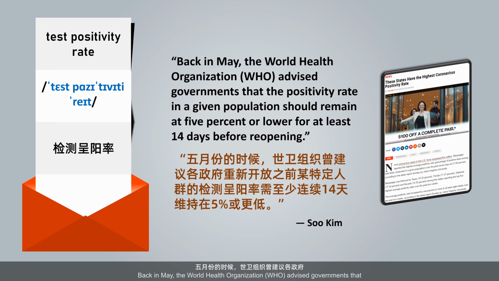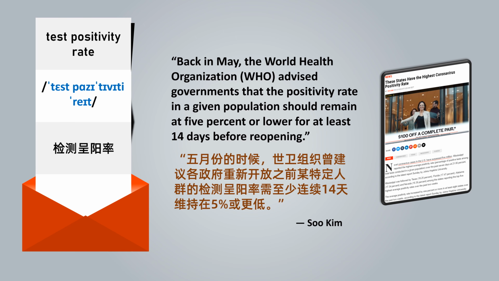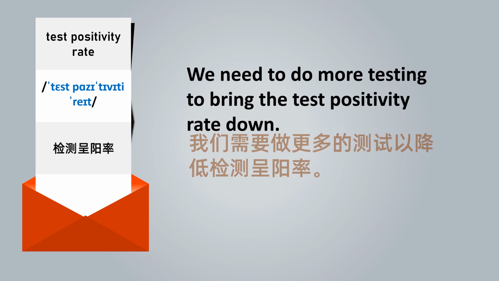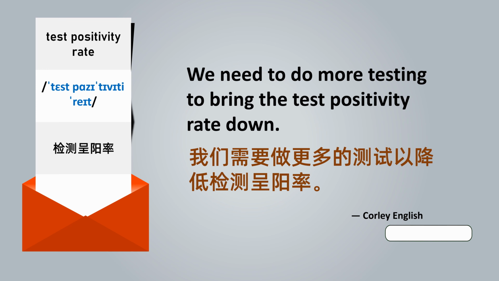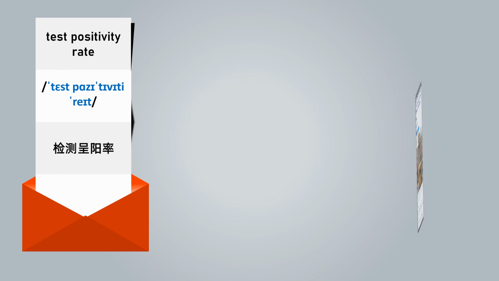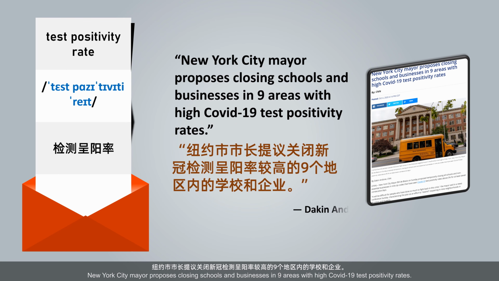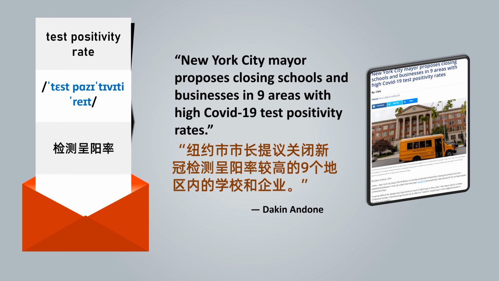Back in May, the World Health Organization advised governments that the positivity rate in a given population should remain at 5% or lower for at least 14 days before reopening. We need to do more testing to bring the test positivity rate down. New York City Mayor proposes closing schools and businesses in 9 areas with high COVID-19 test positivity rates.